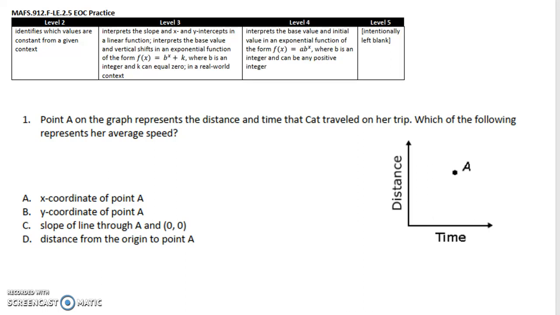All right. Moving right along here. The point A on the graph represents the distance and time that Kat traveled on her trip. Which of the following represents her average speed? So in order to find average speed, we are talking about slope. If we were to draw a line here, we could actually calculate her rise over run, which would give us the slope of that line. Very nice job.